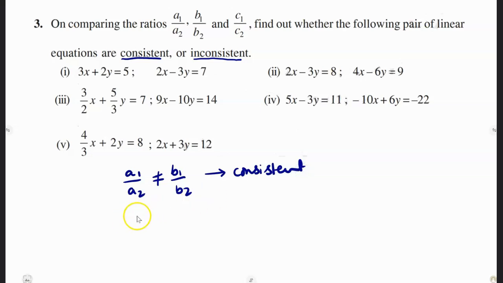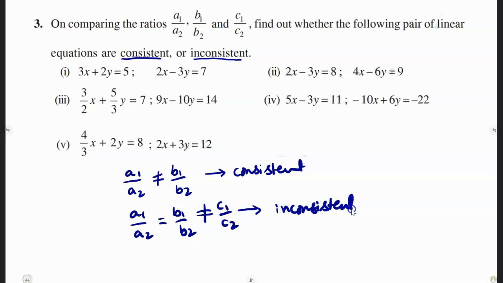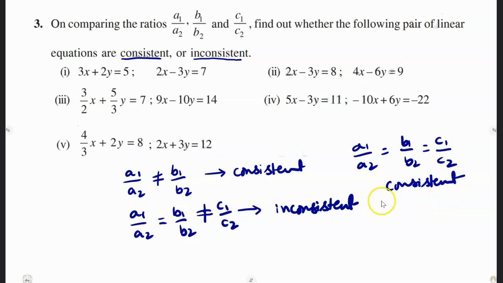And similarly, if a1 by a2 is equal to b1 by b2 but not equal to c1 by c2, the ratios of the coefficients a1 by a2 is equal to b1 by b2 but the value should not be equal to c1 by c2, then the equations are said to be inconsistent. And one more condition: if a1 by a2 is equal to b1 by b2 and also equal to c1 by c2, then also the equations are said to be consistent. Okay, so these are the three conditions you need to remember.